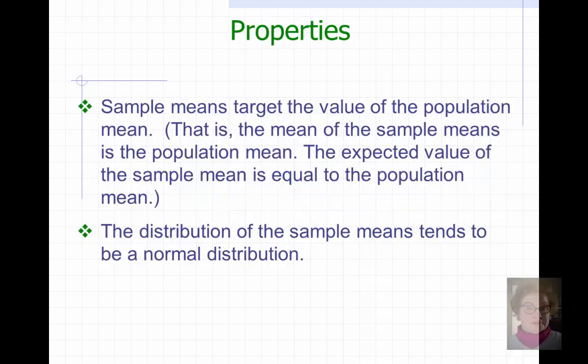So here is why this is important. When we do this, the sample mean actually targets the value of the population mean. So this is a really good way for us to estimate the population mean without having to get data from every individual in the population. And the other cool thing about this is the distribution tends to be a normal distribution. And because it's a normal distribution, we can use the skills that we learned in the last couple of sections to help us find probabilities.